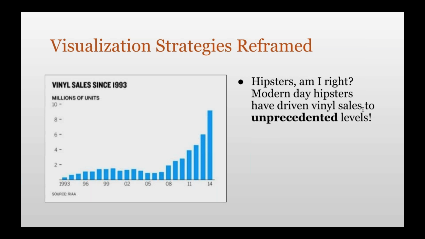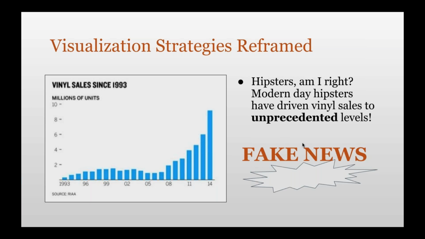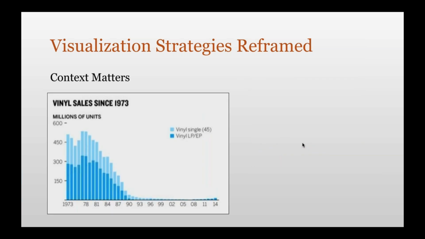Using this as an example, I'm trying to make a point about hipsters and vinyl sales, but in reality, it's fake news, because if you look at vinyl sales over a longer time period, it's really a drop in the bucket compared to where vinyl sales were in the '70s, when that was the best way to consume music. Is there an uptick? There's absolutely an uptick. You could blame it on hipsters, but it's nothing compared to what vinyl sales used to be. So it's not like now is the time to invest in vinyl.